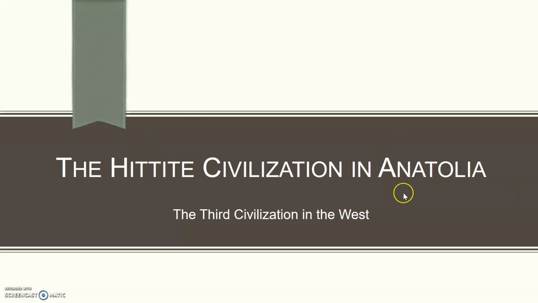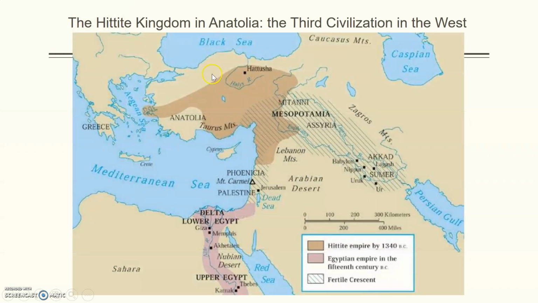And again, where is Anatolia? Anatolia is modern-day Turkey on a map, and I'll show you that here. It's modern-day Turkey. So this is Anatolia, this body of land here. You can see it goes into parts of Mesopotamia, the Fertile Crescent. This is an extraordinarily important area.